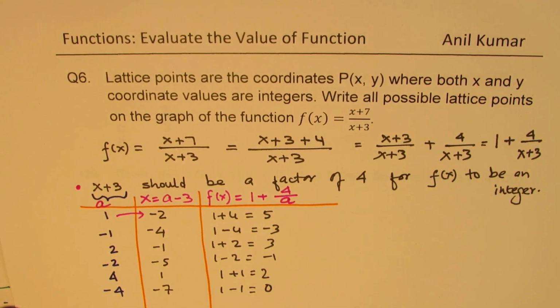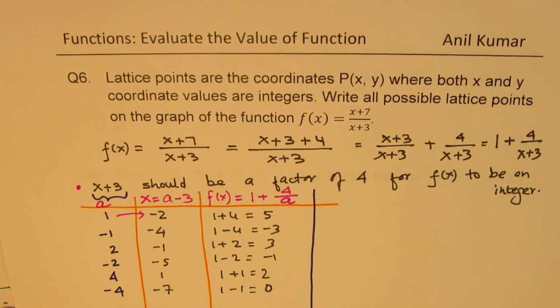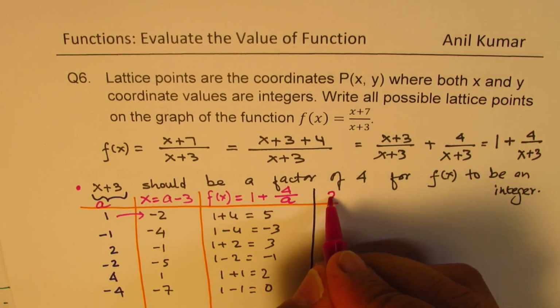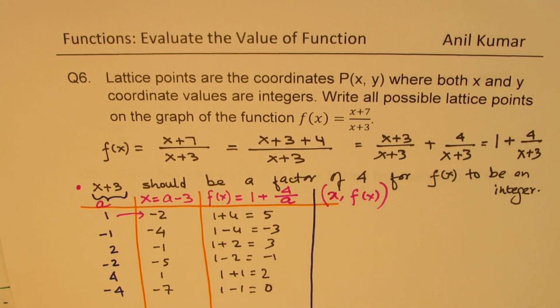So let's get the coordinate points. So let me write down the coordinate points here. So the coordinate points are the x and f of x values, correct? So x and f of x values. Those are the coordinate points.